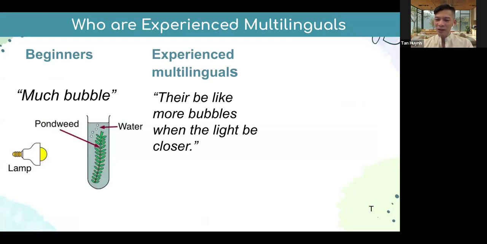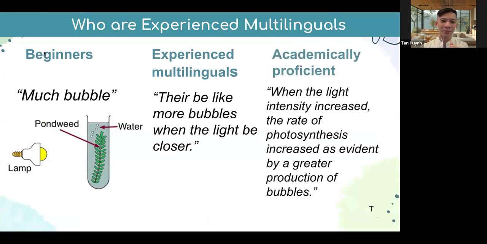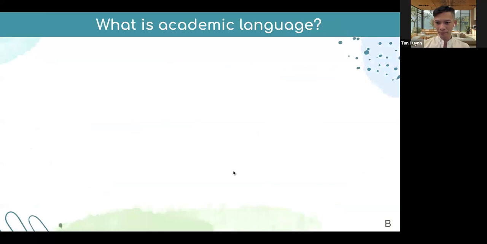And this is what it sounds like. And we're like, yes, it's the social language that students use, but we're trying to get them to use more academic language like this. When the light intensity increased, the rate of photosynthesis increased, as evident by a greater production of bubbles. Look at how complex that is. And look how connected to content it is. That's what we're looking out for our students who are experienced multilinguals moving to academic language.